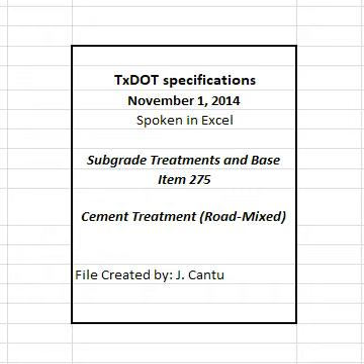Item 275. Cement treatment, road mixed. 1. Description. Mix and compact cement, water, and subgrade or base, with or without asphalt concrete pavement, in the roadway.